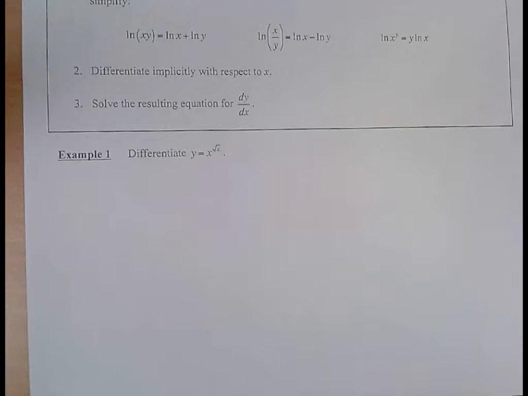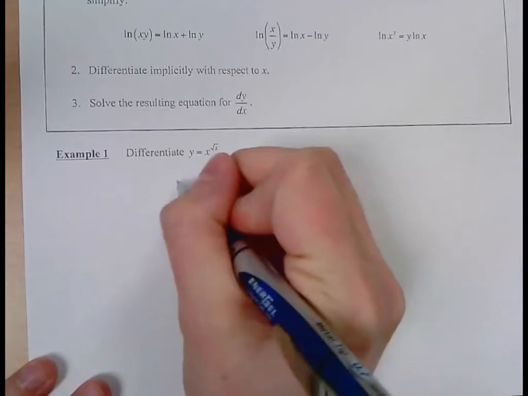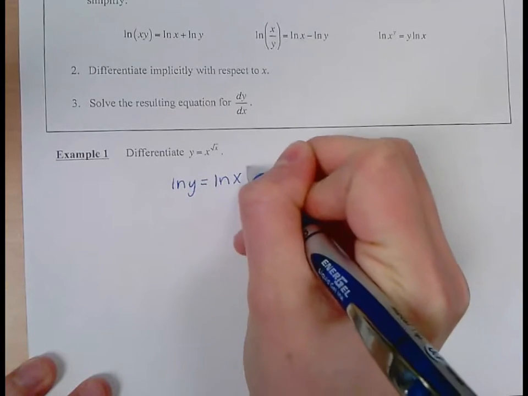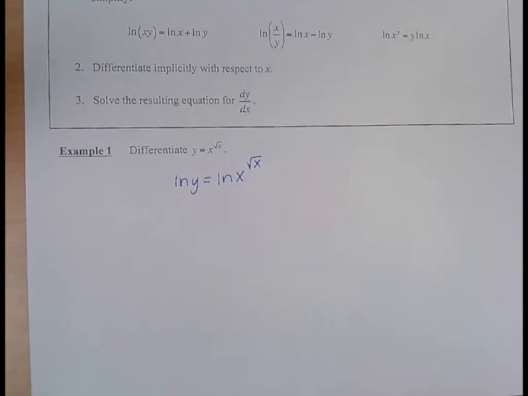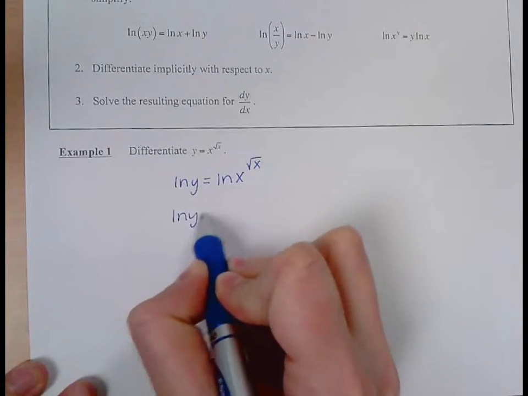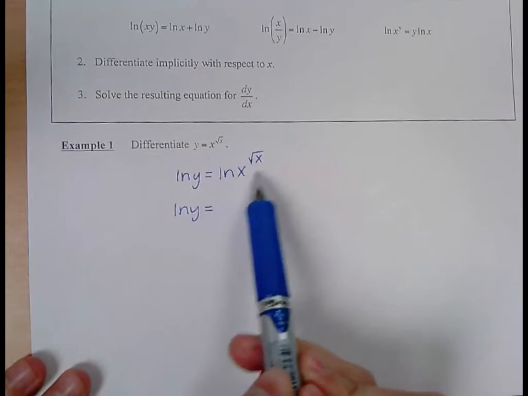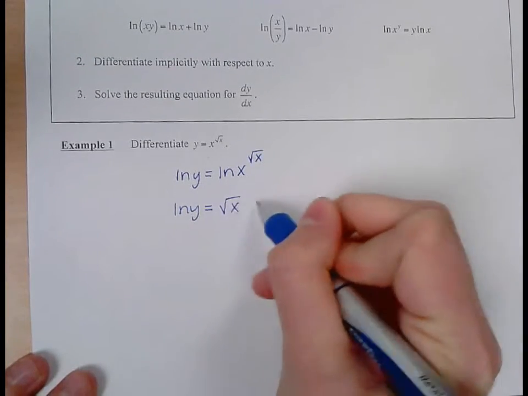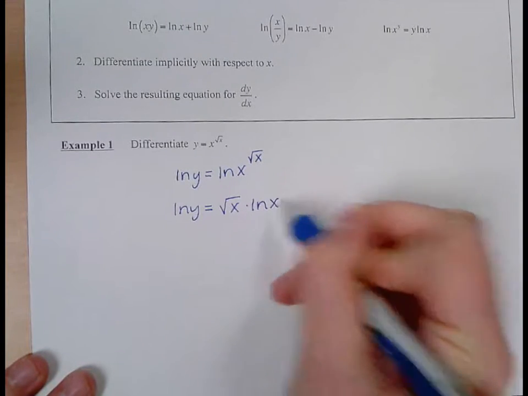So step 1 is to take the natural log of each side. So natural log of y will equal the natural log of x to the square root of x. The left side of your equation is always going to be natural log of y. The right side of your equation you simplify using laws of logs. So I have natural log of y equals, what can I do to simplify this? Bring it down. Yeah. So I have square root of x times the natural log of x.